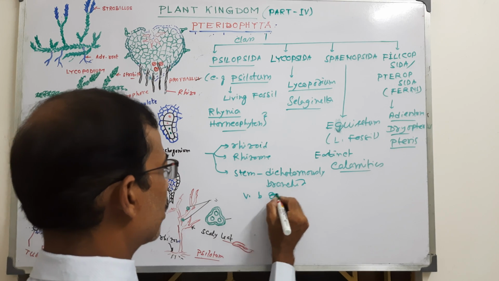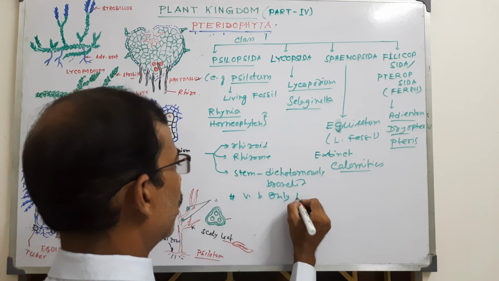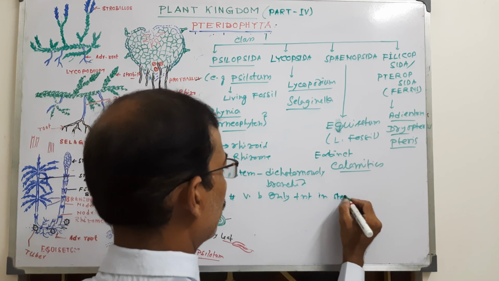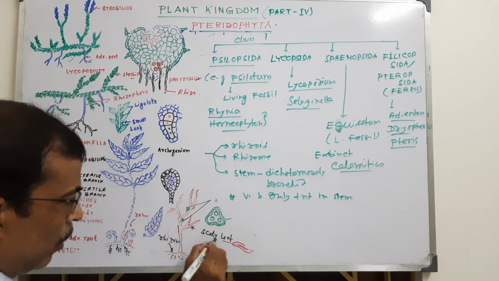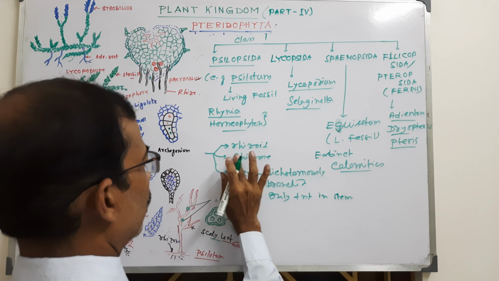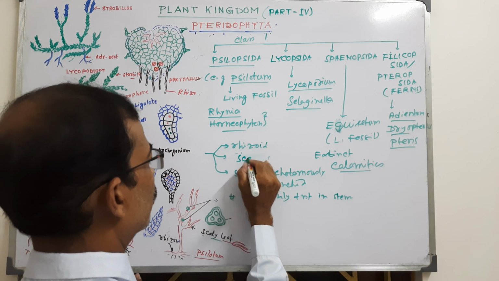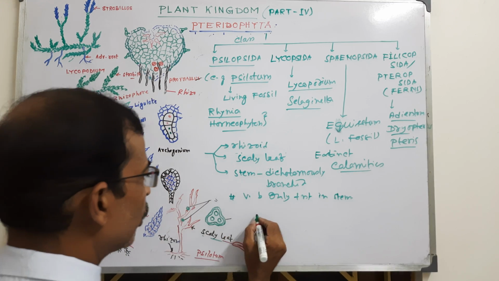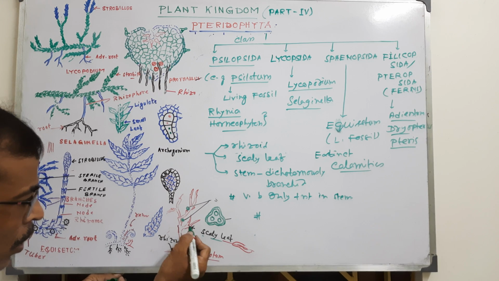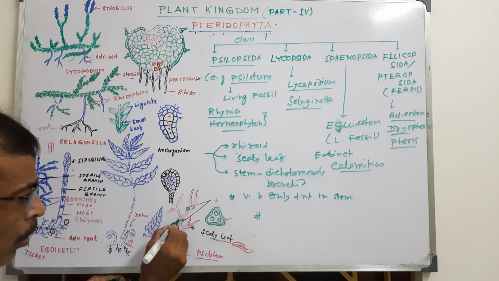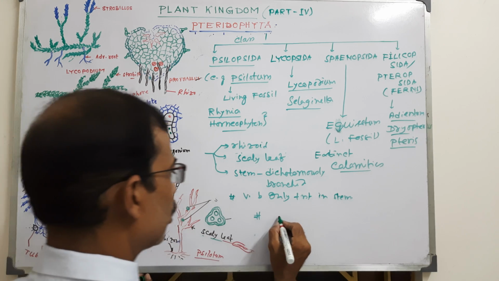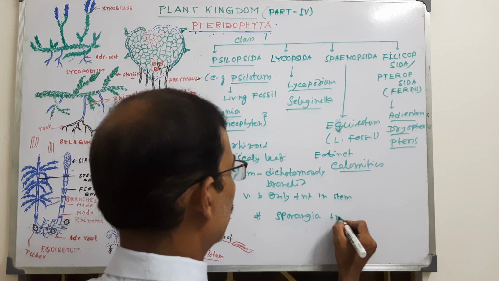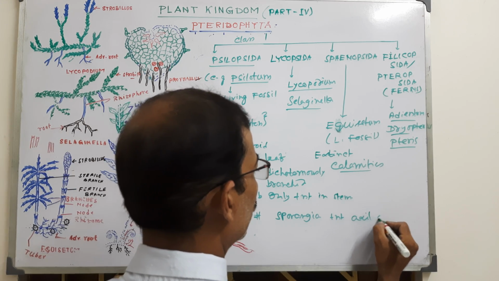Vascular bundle is present only in the stem, because they have no root, and the leaf is scaly. Scaly leaf. And about the sporangia, look here, the sporangia are produced on the axil of the scaly leaf.